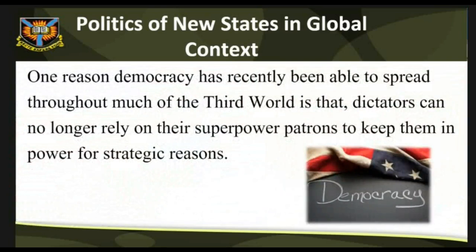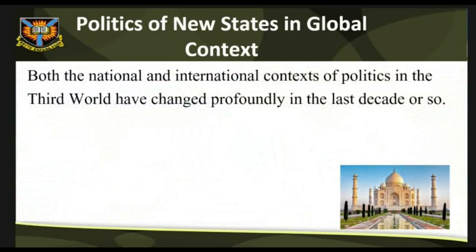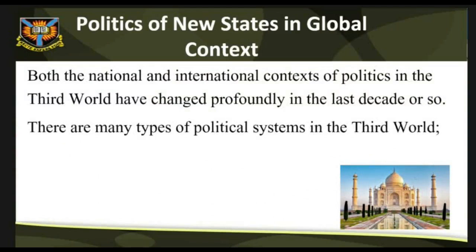On the other hand, one reason democracy has recently been able to spread throughout much of the Third World is that dictators can no longer rely on their superpower patrons to keep them in power for strategic reasons. In short, both the national and international context of politics in the Third World have changed profoundly in the last decade or so. Yet, as we will discuss in more detail later, there remain important continuities in the domestic and global situations of the developing nations of Asia, Africa, and Latin America that continue to distinguish them in major ways from the world's economically richer and politically more powerful countries. Third World states.